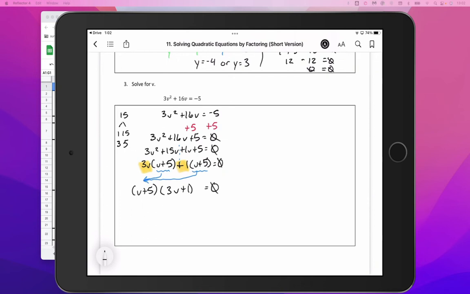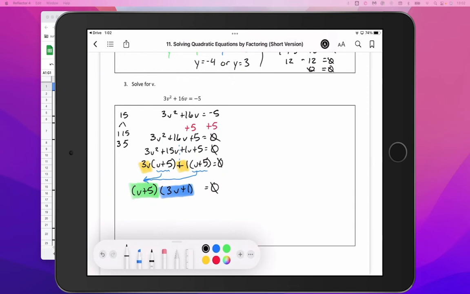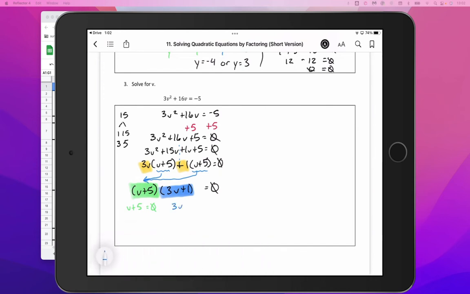Now, similar to previous problems, we have what I'm going to make a green part and a blue part. If the green part is equal to 0, then the whole left side will be equal to 0. If the blue part is equal to 0, then the whole left side will be equal to 0, and either of those would create a true equation. So what we need to do is figure out how could I turn v plus 5 into 0? And how could I turn 3v plus 1 into 0? We just need to solve those.